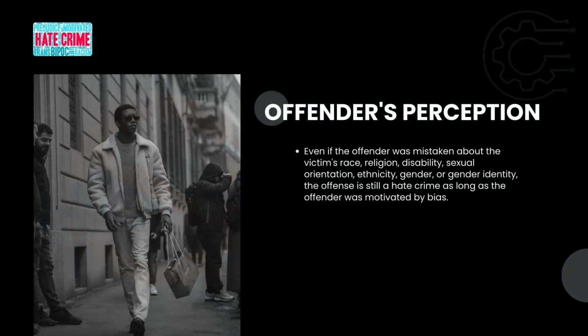Another crucial concept is that the offender's perception matters. Even if the offender was mistaken about the victim's race, religion, disability, sexual orientation, ethnicity, gender, or gender identity, the offense is still a hate crime as long as the offender was motivated by bias. If a heterosexual man walking by a bar frequented by gay men was attacked by 6 teenagers who mistakenly believed the victim had left the bar and was gay, then it is still a bias-motivated crime.